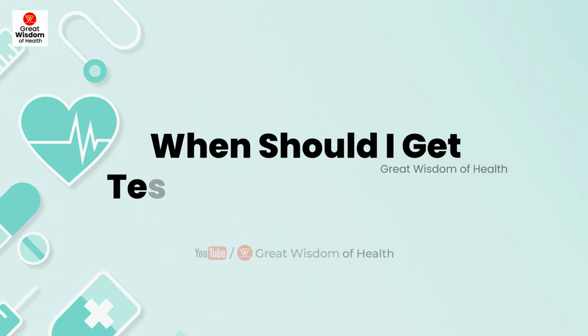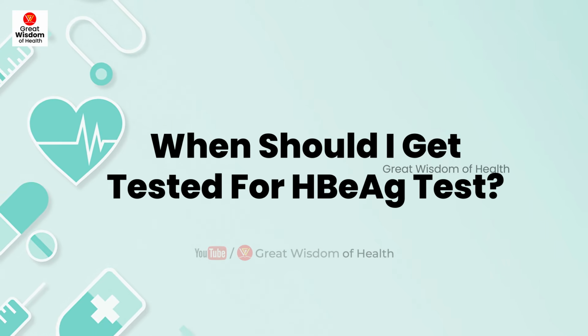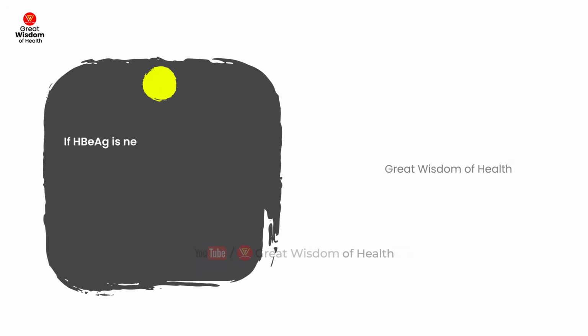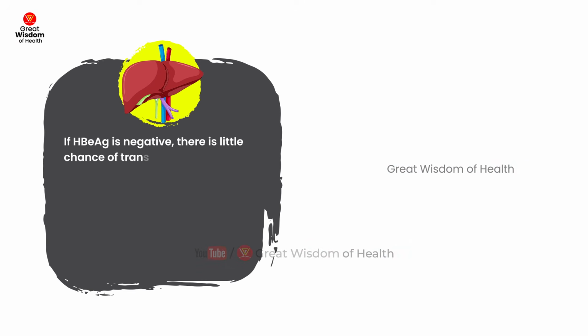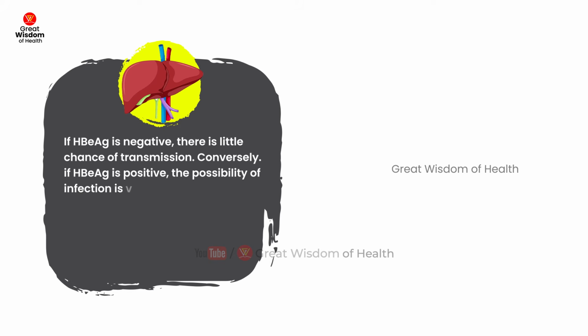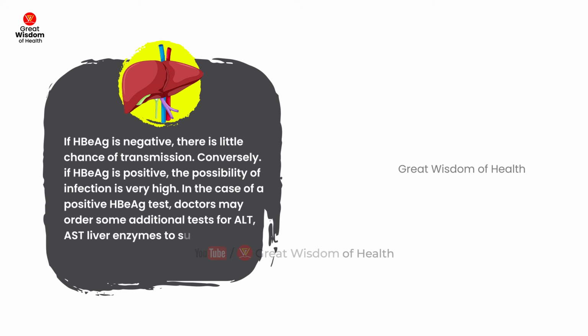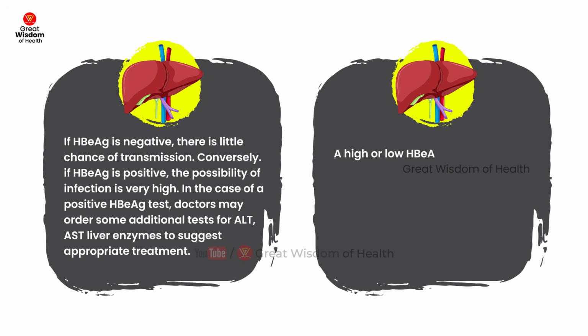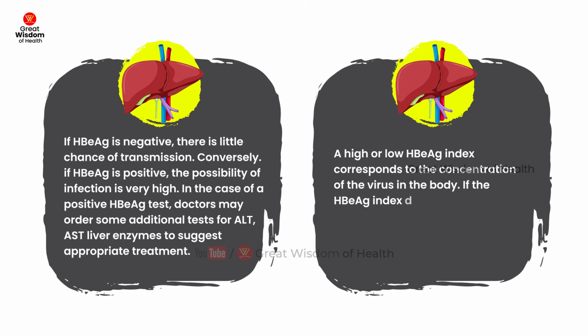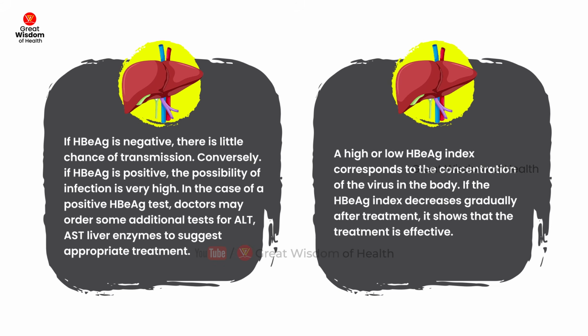When should I get tested for HBeAg? If HBeAg is negative, there is little chance of transmission. Conversely, if HBeAg is positive, the possibility of infection is very high. In the case of a positive HBeAg test, doctors may order additional tests for ALT and AST liver enzymes to suggest appropriate treatment. A high or low HBeAg index corresponds to the concentration of the virus in the body. If the HBeAg index decreases gradually after treatment, it shows that the treatment is effective.